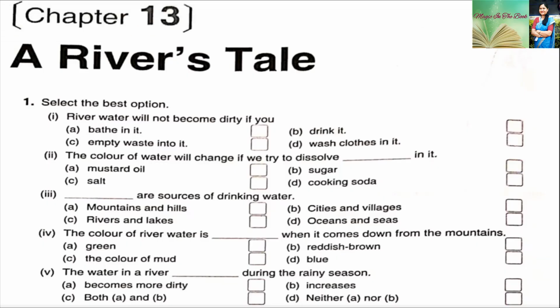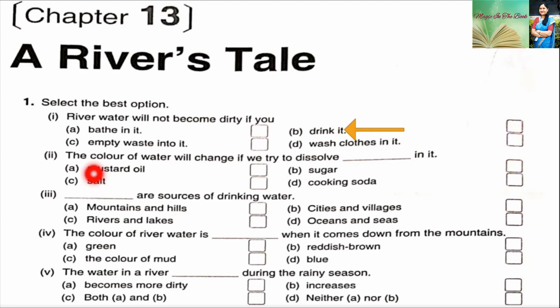Let's see our questions. Question number 1, select the best option. Number 1, river water will not become dirty if you drink it, because for all other reasons, if we bathe in it, if we empty waste into it, and if we wash clothes in it, it will get dirty.